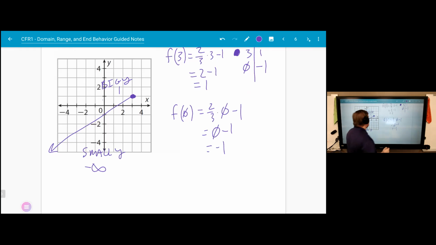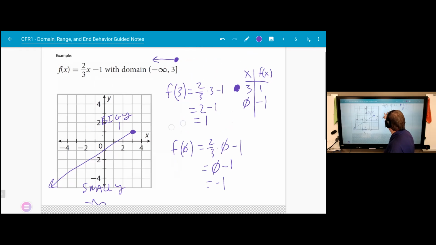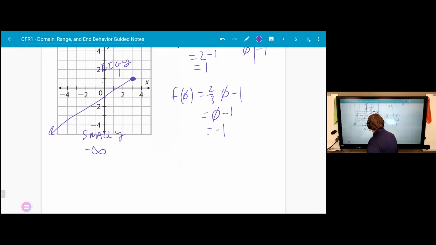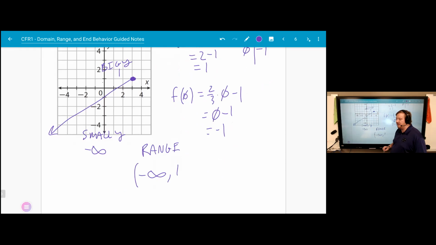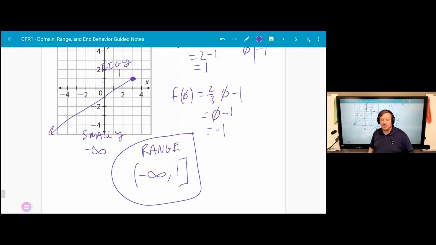So if I'm looking to write this in interval notation, because that's what I was given the domain in, interval notation, my smallest was, so let's go ahead and write this out. My range, small value is negative infinity. My biggest value was 1. It can never be equal to negative infinity, but in this case, it did equal exactly 1. That is my range. That is your 3-level type of work.